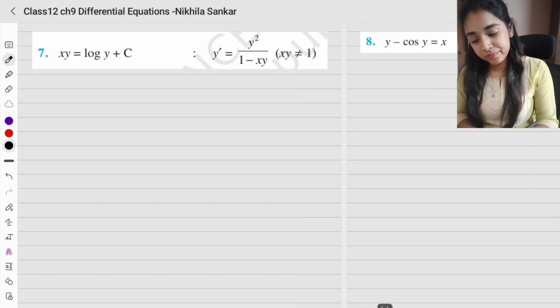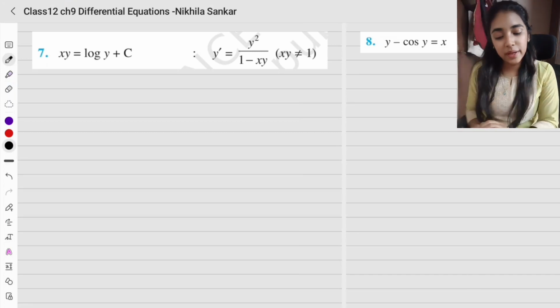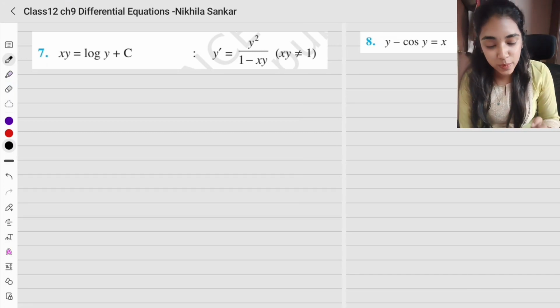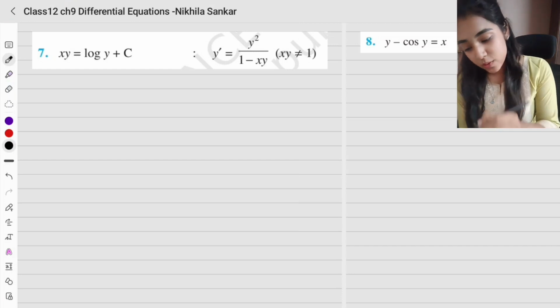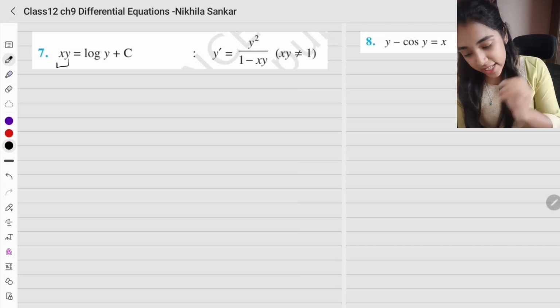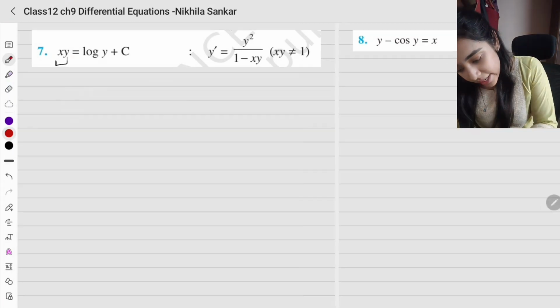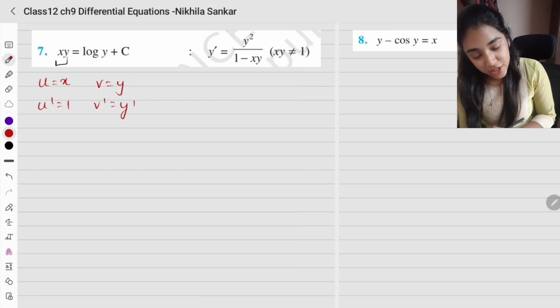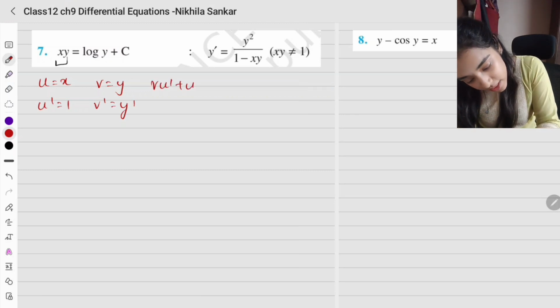Question number 7. I have xy equals log y plus c. This prove panano. Y dash equals y square divided by 1 minus xy. So now this is my LHS. LHS first differentiate panona. What will I have? I have u equals x and v equals y. U dash is 1. V dash is going to be y dash. What is the formula? Vu dash plus uv dash.